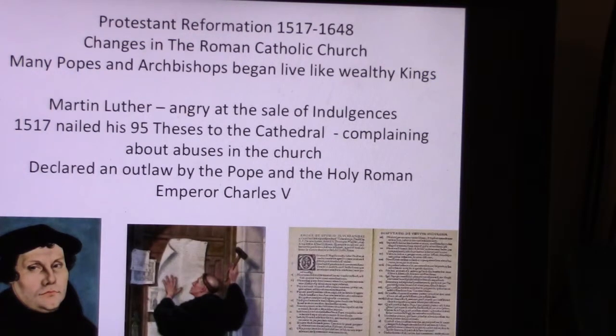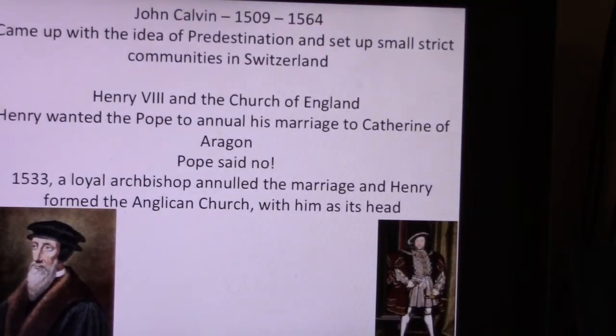Upon seeing this, Martin Luther did what was customary of the day. He went down to the local cathedral and he nailed his 95 theses, or 95 problems about abuses in the church. This is what you were supposed to do. But because he shined a light on a glaring problem, he was declared an outlaw by the Pope and the Holy Roman Emperor Charles V.